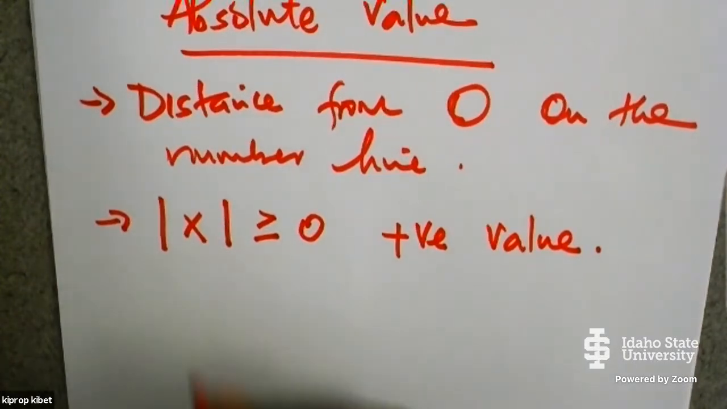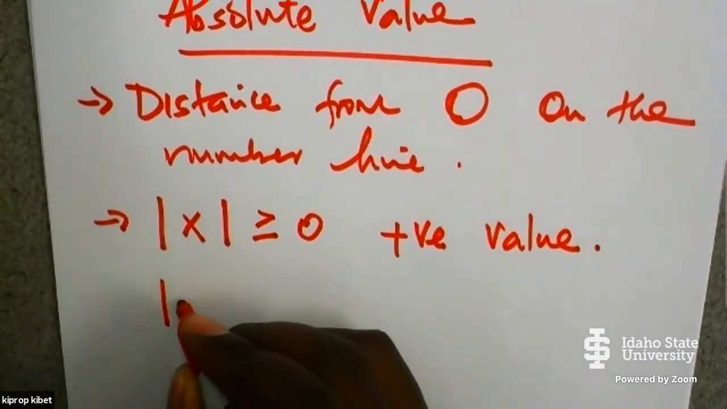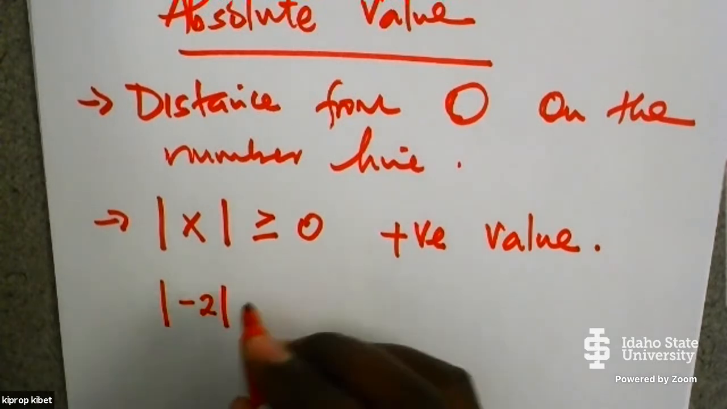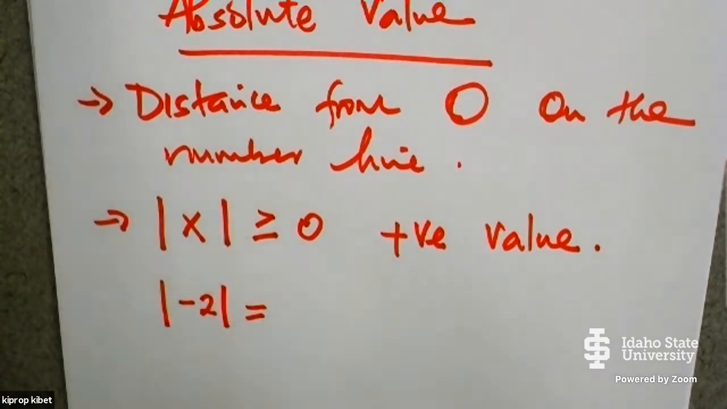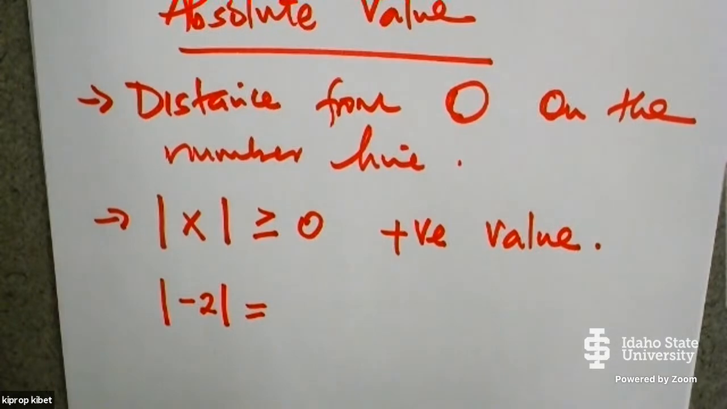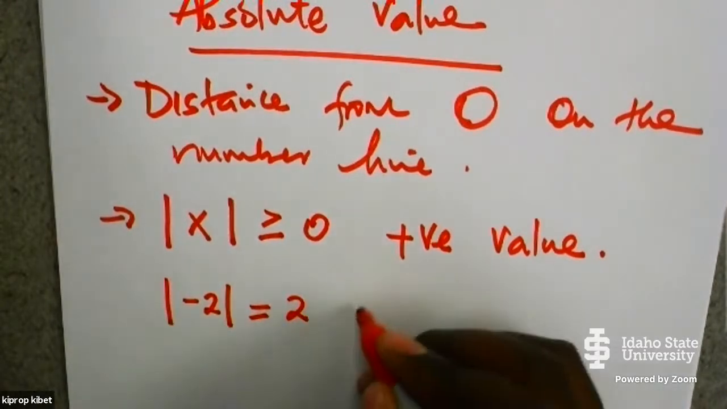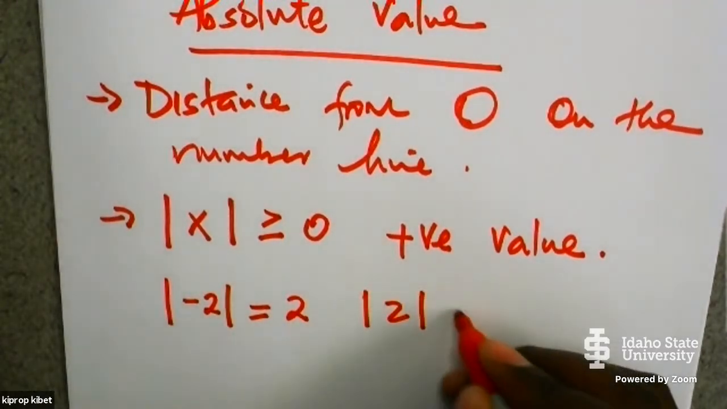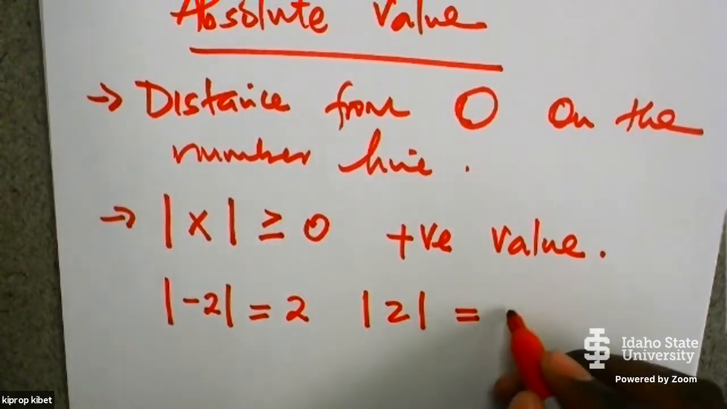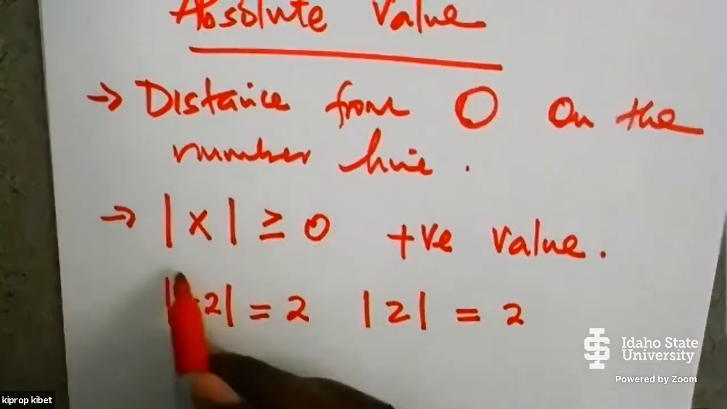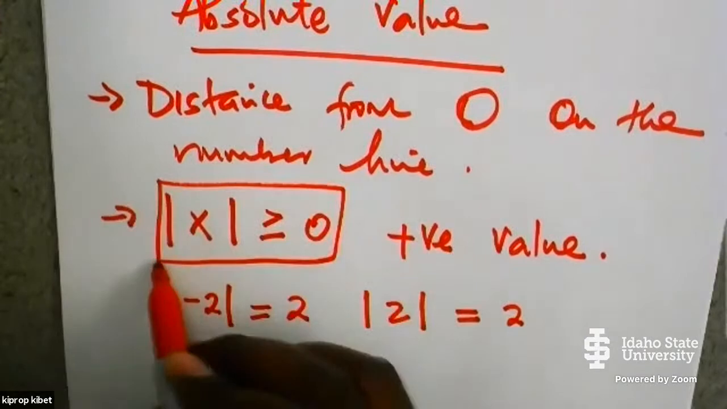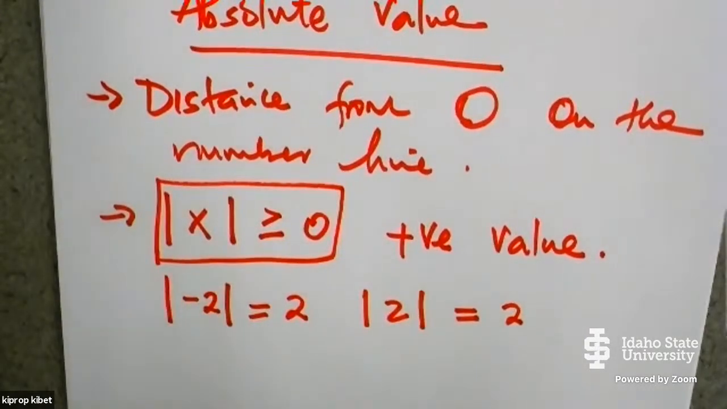For example, the absolute value of, let's say, -2, is equal to what? Positive 2. The absolute value of 2 is equal to positive 2. We say the absolute value is greater or equal to 0.